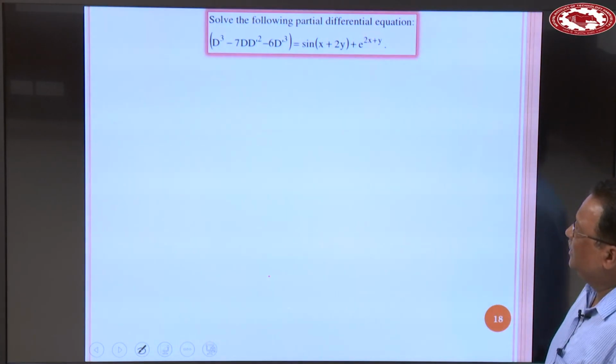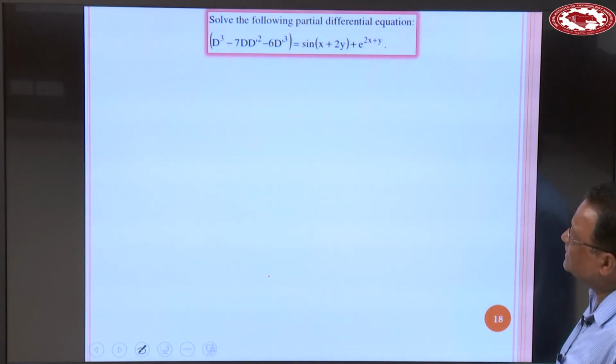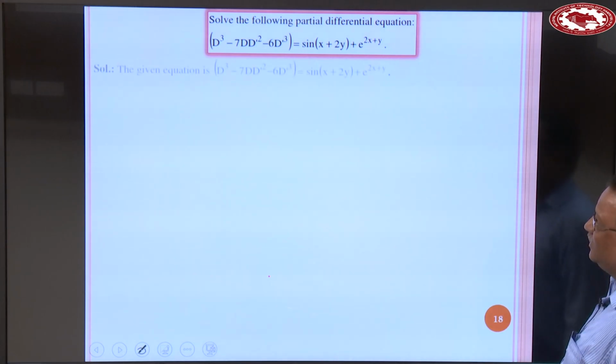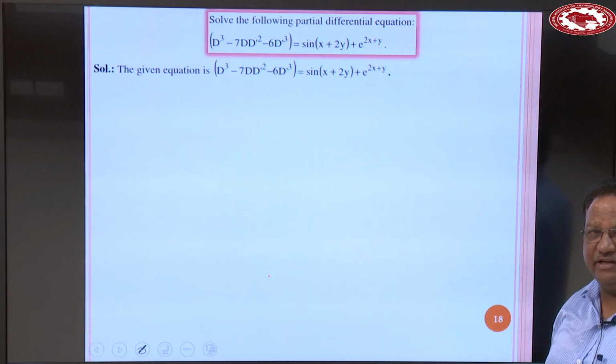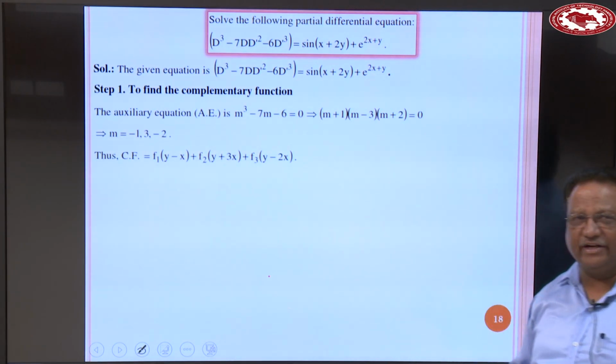Okay. Now one more question is, solve the following partial differential equation: (D³ minus 7DD'² minus 6D'³)z is equal to sin(x plus 2y) plus e raised to power 2x plus y. Okay. So the given equation is this. Symbolical form of the given differential equation is already given, right.